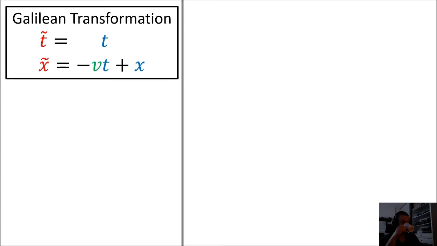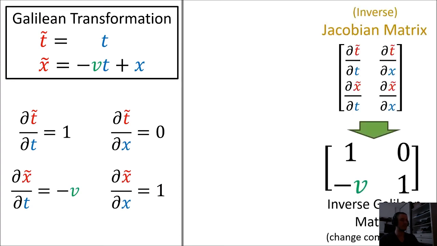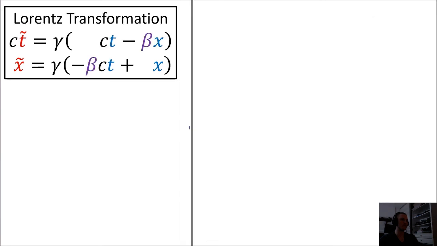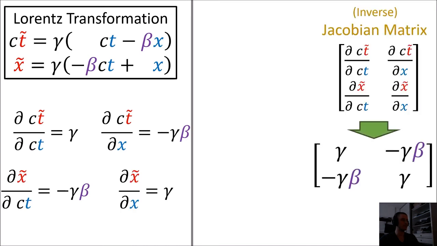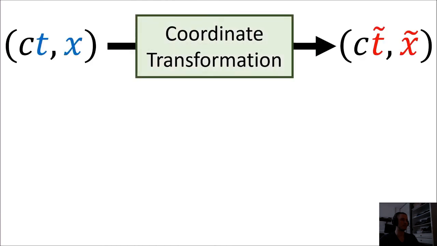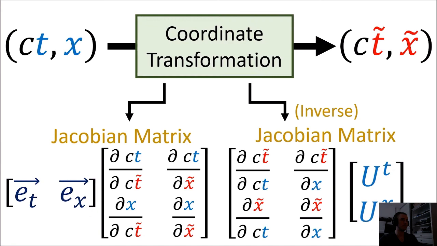If we take the Galilean transform between coordinates t, x and t tilde, x tilde, we get 1, 0, negative v, and 1. These are the entries of the inverse Jacobian matrix, which is just the inverse Galilean matrix, with the Jacobian matrix giving the normal Galilean matrix that transforms the basis vectors. And if we take the Lorentz transformation between coordinates ct, x and ct tilde, x tilde, the partial derivatives are gamma, negative beta times gamma, negative beta times gamma, and gamma. These are the entries of the inverse Jacobian matrix, which is just the inverse Lorentz matrix, with the Jacobian matrix just giving us the Lorentz matrix that transforms the basis vectors. So any coordinate transformation, whether curvilinear or straight line, has its own Jacobian and inverse Jacobian matrices that can be used to transform the basis vectors and vector components.